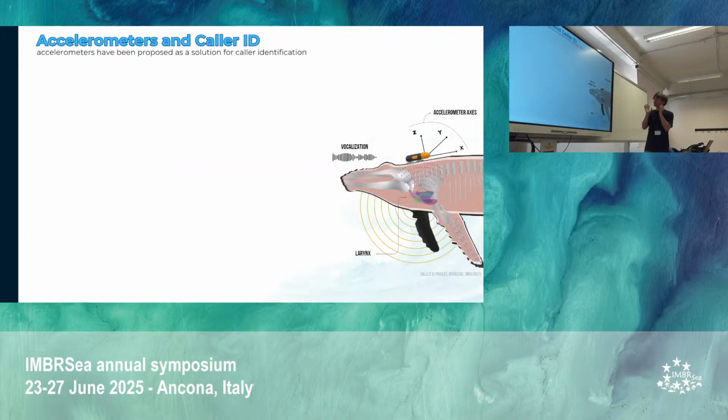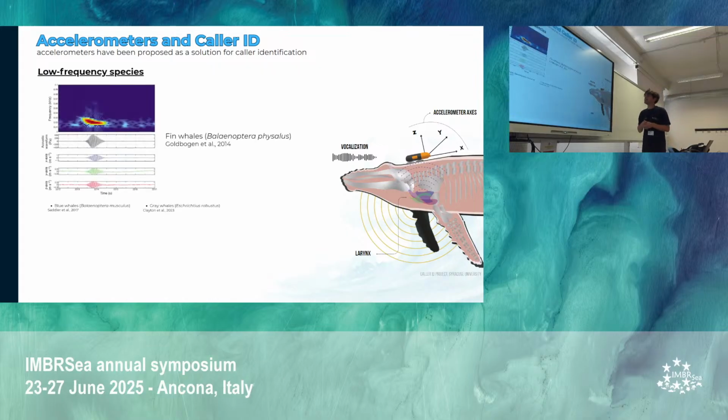But going now specifically to mysticetes, one approach that is being used for caller ID is a type of sensor named accelerometer, which is basically a sensor that is inside the DTAG. This sensor measures the movements that the animal is doing, so it's mainly used in behavior studies. But they noticed at some point that this device was also capturing the vibrations of the sound that the whale was making. It could be detected also in the accelerometer.